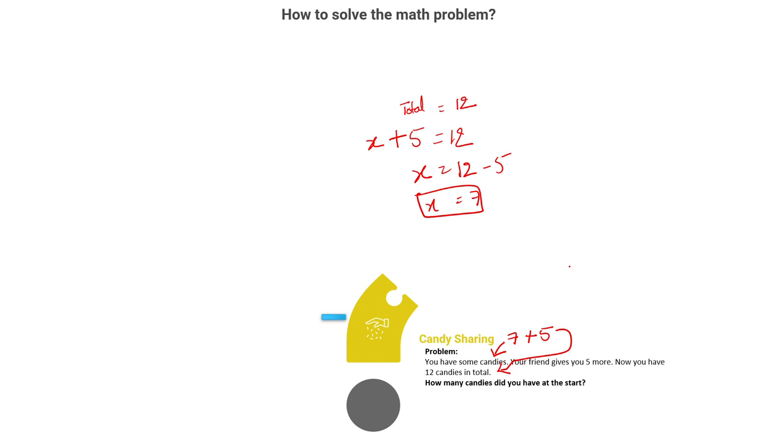Converting a problem statement into an algebraic equation will be made easy. The more you practice, the more experience you will get, and you can easily convert any sentence or statement into algebraic form.